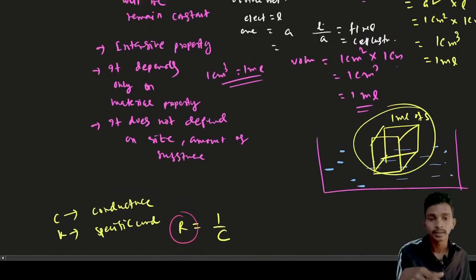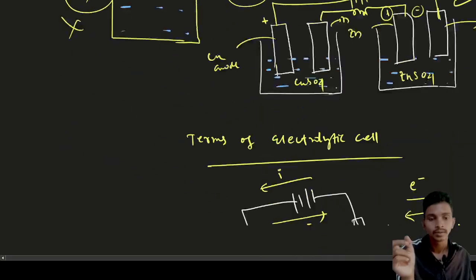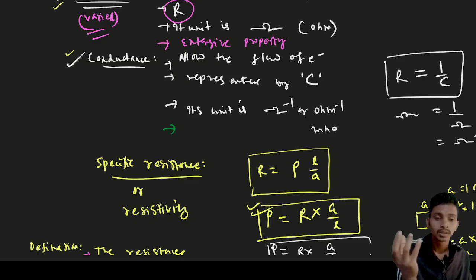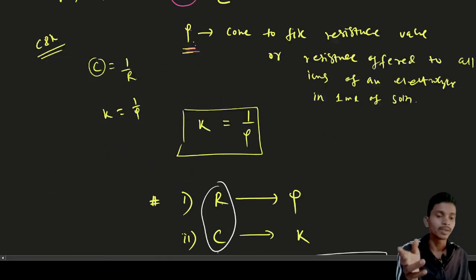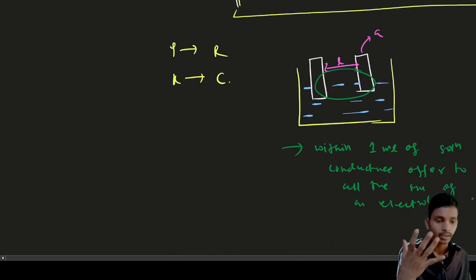So this value, the conductance, is not fixed. If anybody says it is in ohm inverse, then this value is not fixed and is variable. So this is an extensive property. Whereas this value is within 1 ml of solution, how much conductance is offered to the ions. So this conductance value is fixed. So this is an intensive property.